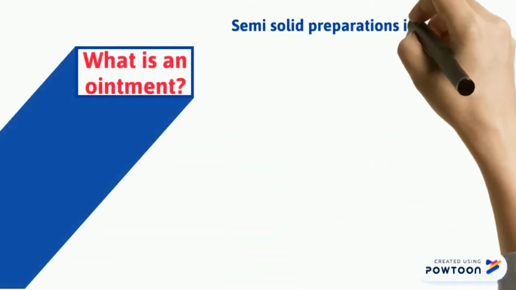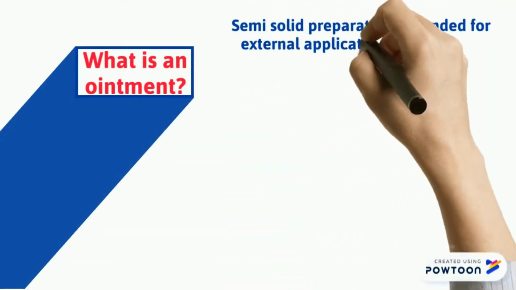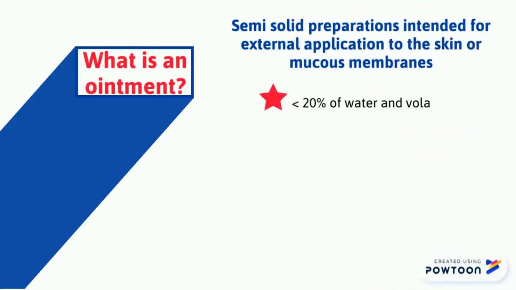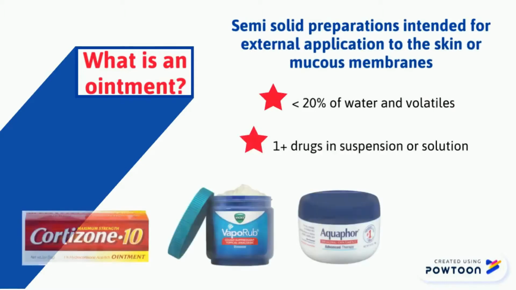Ointments are semi-solid preparations intended for external application to the skin or mucous membranes. They usually contain less than 20% of water and volatiles and contain generally more than one drug in suspension or solution. Examples include cortisone cream, Vicks VapoRub, and Aquaphor.